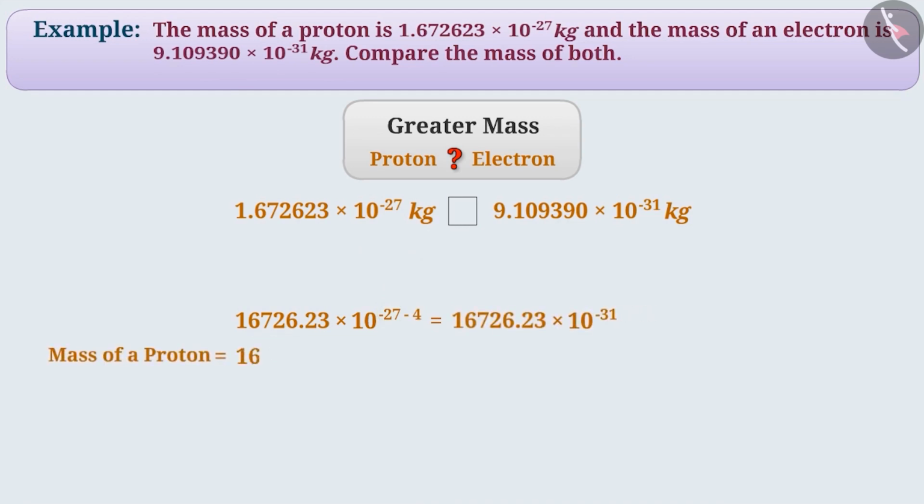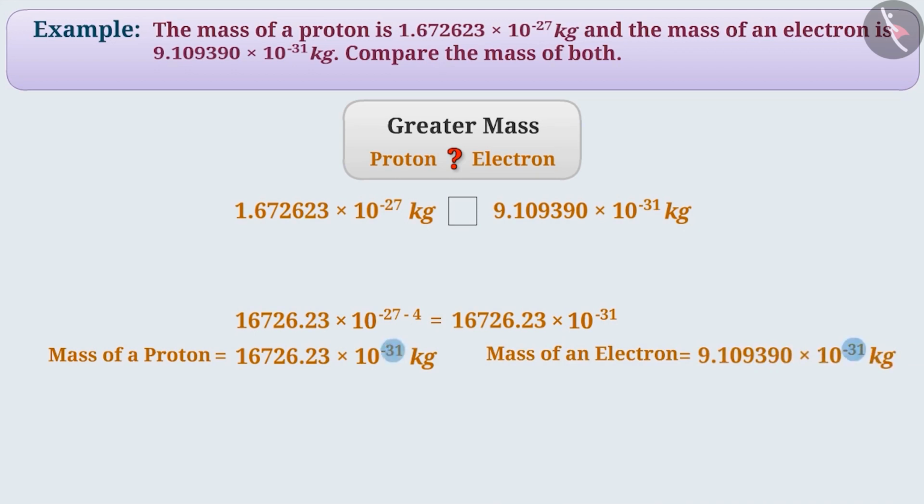Now the mass of the proton is 16,726.23 into 10 to the power of minus 31 kg, and the mass of the electron is 9.109390 into 10 to the power of minus 31 kg. Since powers and units are the same, now we can compare them. Here, we see that 16,726.23 is greater than 9.109390.